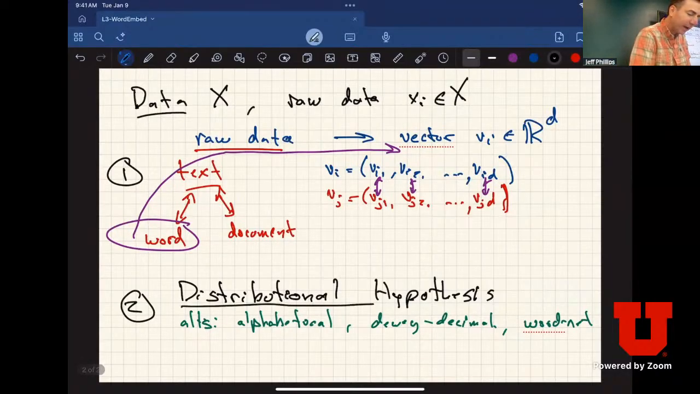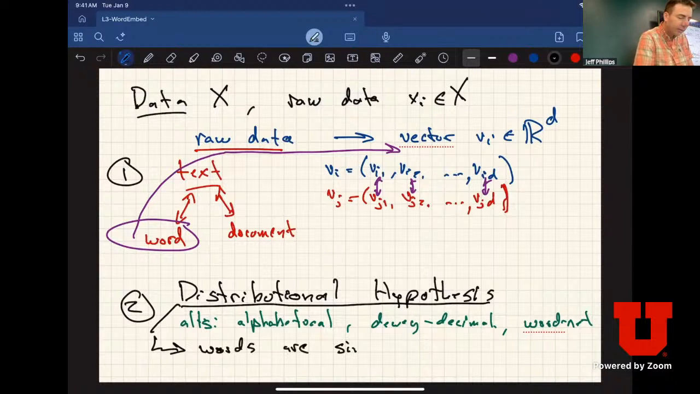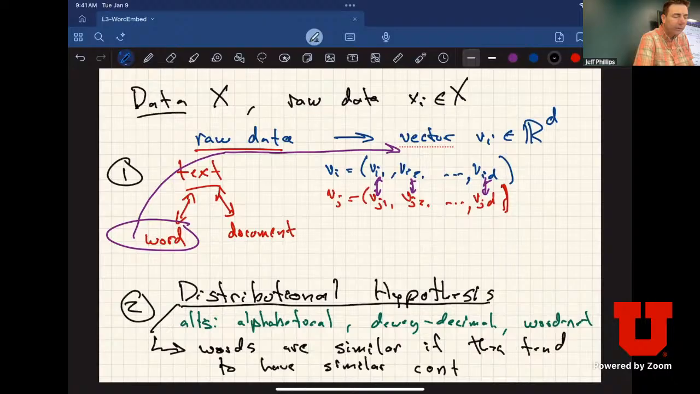All right, so those are kind of alternatives. This is saying that words are similar to each other if the context of those words is similar, so how they're used is similar. So the meanings of the words are similar if they're used in similar contexts.